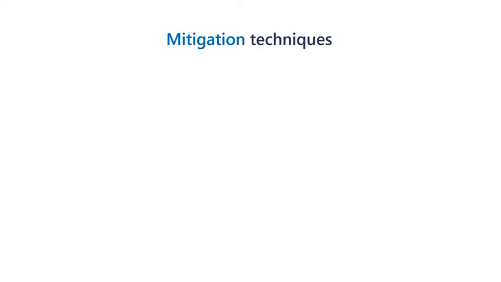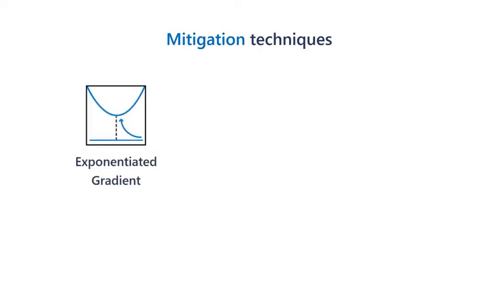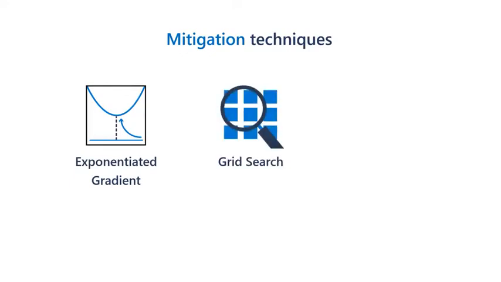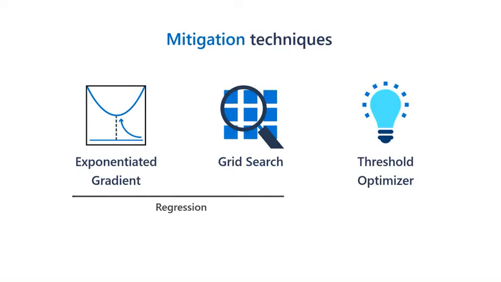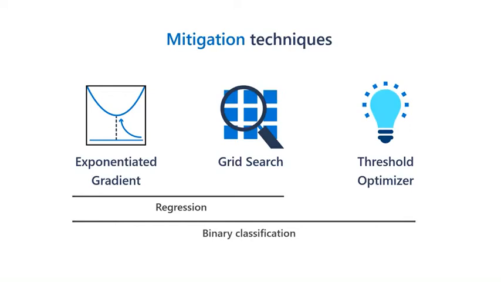Fairlearn supports the following mitigation techniques. Exponentiated gradient, which is a reduction technique that applies a cost minimization approach to learning the optimal trade-off of overall predictive performance and fairness disparity. Grid search, which is a simplified version of the exponentiated gradient algorithm that works efficiently with small numbers of constraints. And finally, threshold optimizer, which is a post-processing technique that applies a constraint to an existing classifier, transforming the prediction as appropriate. It is important to note that the first two techniques support binary classification and regression, while Threshold Optimizer only supports binary classification models.